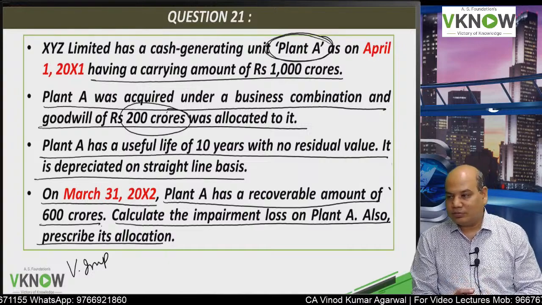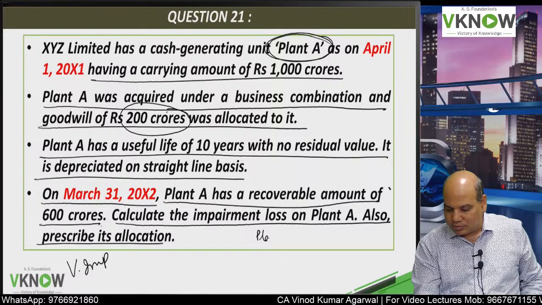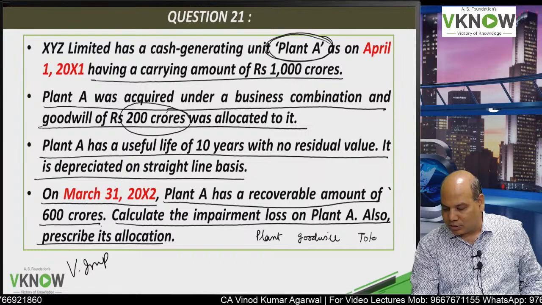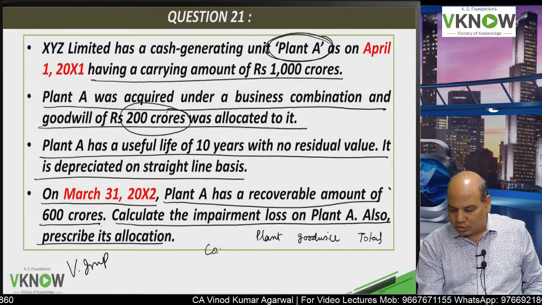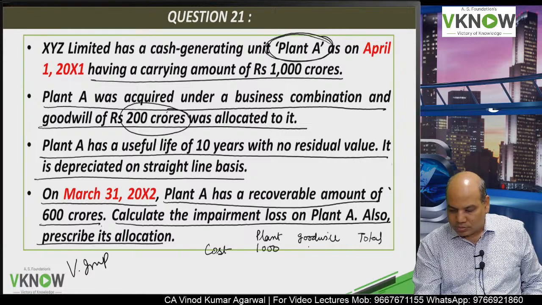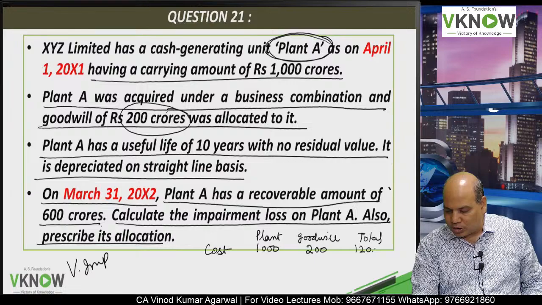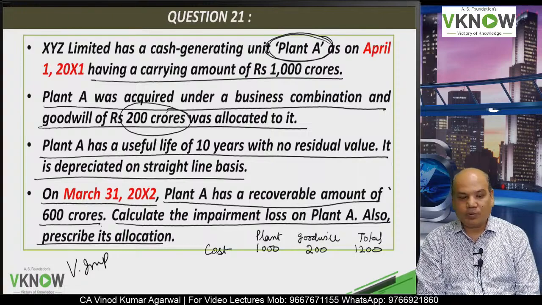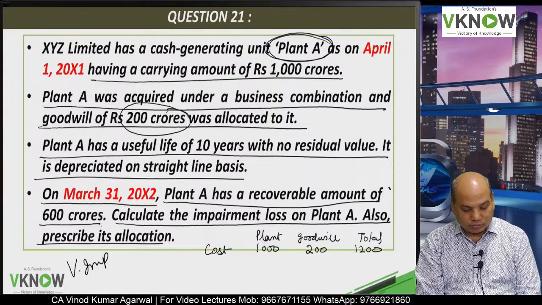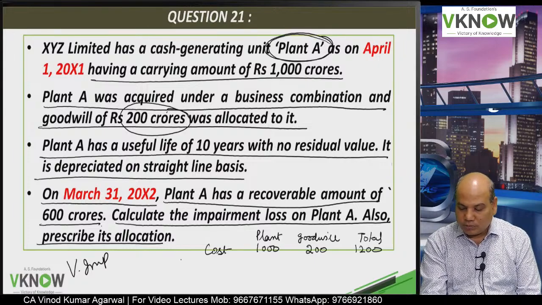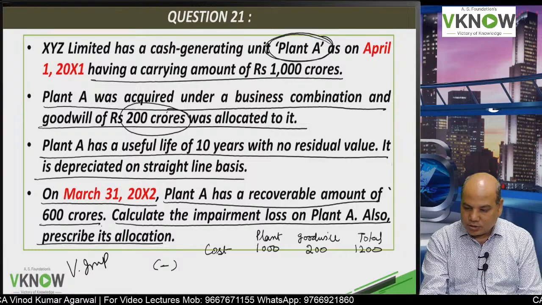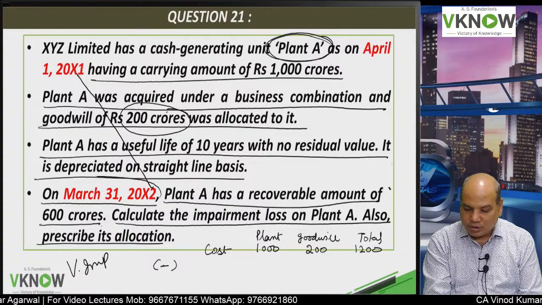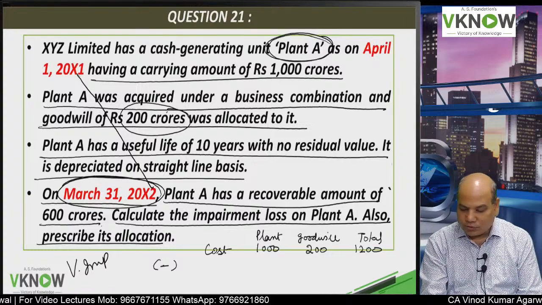Now first I'll explain. We have acquired plant and goodwill. First understand, then we'll see the answer also. What was the cost of plant? 1000. Amount paid for goodwill 200. So total consideration paid was 1200: 1000 for plant, 200 for goodwill and 1200 total. Now this purchase was made on 1st April 2001 and we are testing for impairment on 31st March 2002.